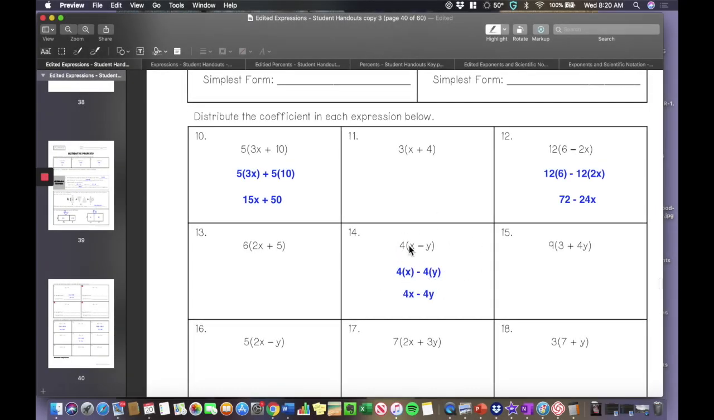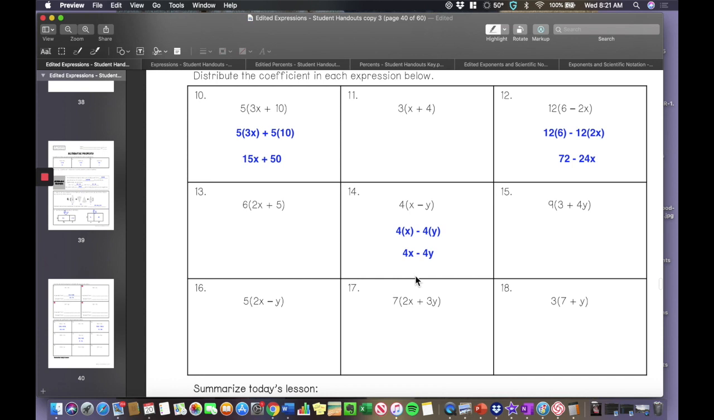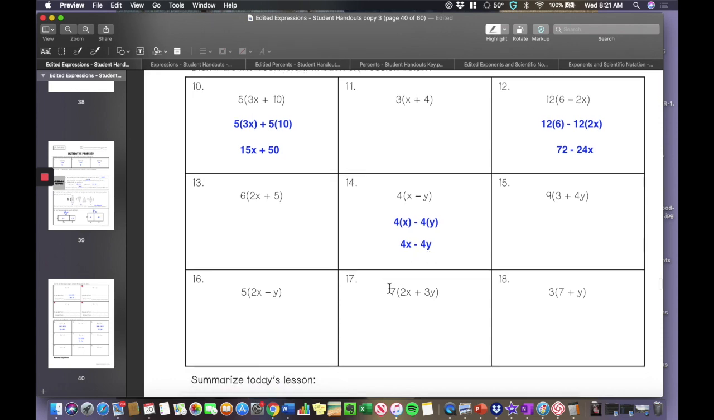I had 4 times x, which is 4x, and 4 times negative y, which is negative 4y. So you can look at these as separate terms. We have positive 4x and a negative 4y. These are separate terms because they are different variables. I can't combine those because they are different variables. These have the same coefficient, but we have different variables being multiplied by 4.